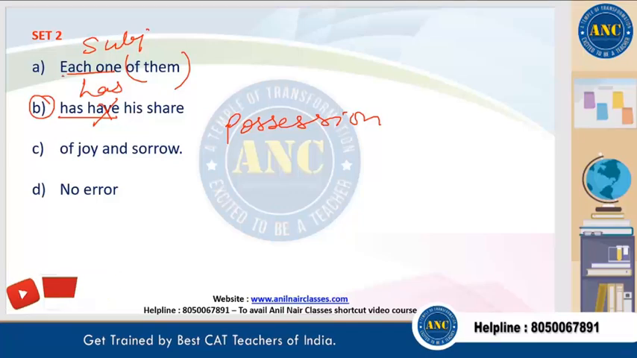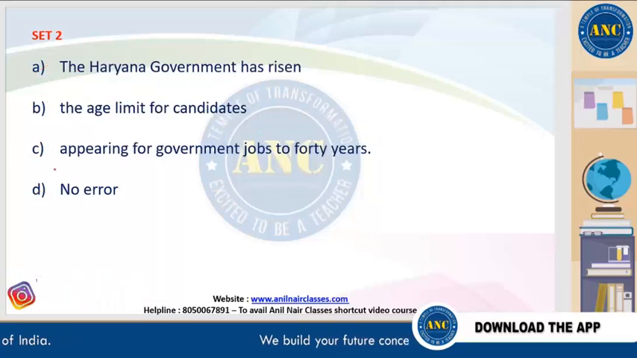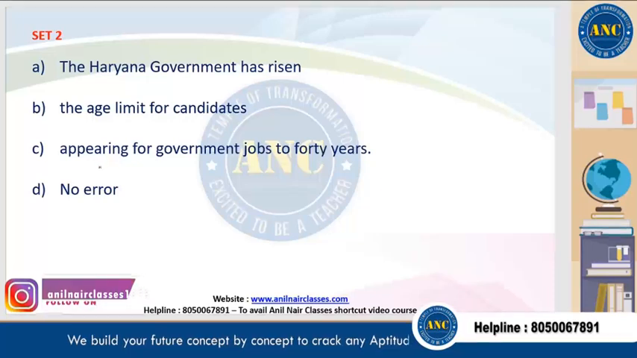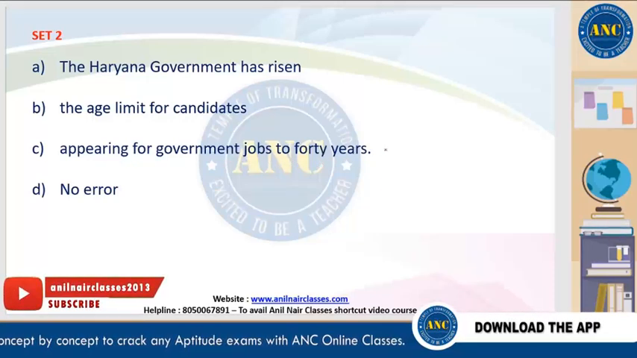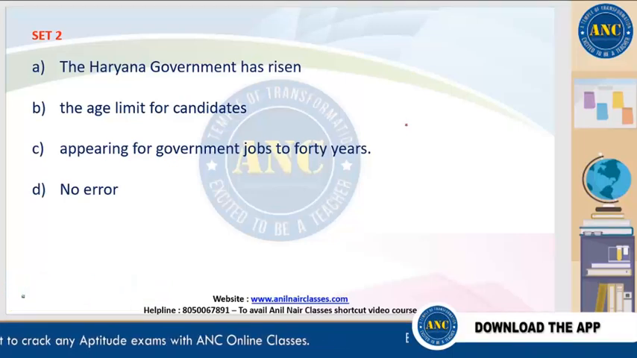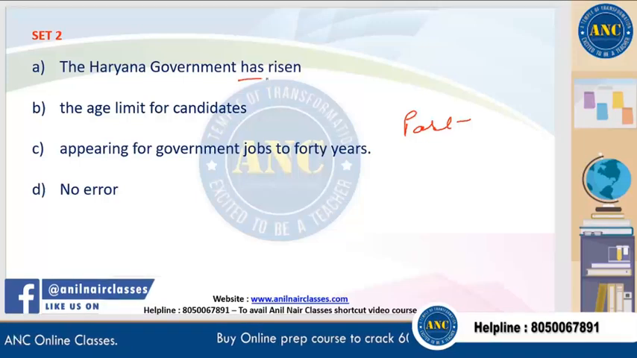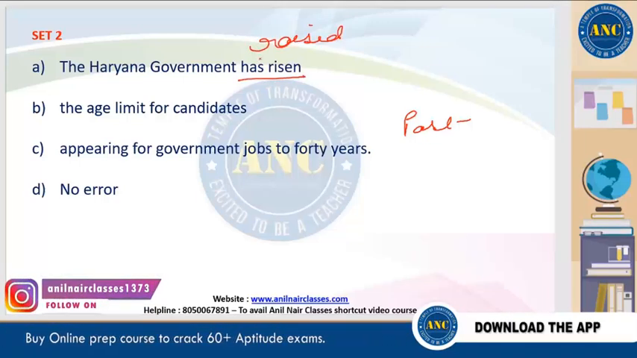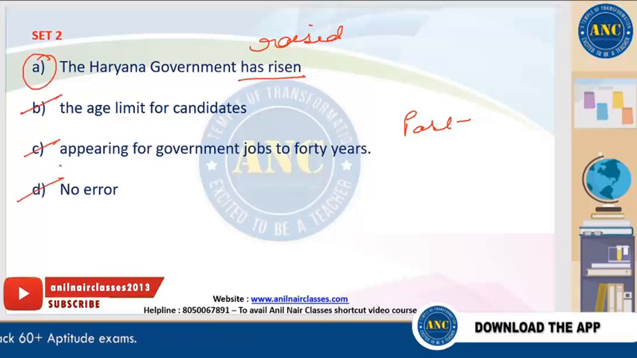Get rid of A, C and D. Next. The Haryana government has risen the age limit of candidates appearing for government jobs to 40 years. Now this sentence is in the past, right? So instead of the government has risen, it should be government raised. The action has already taken place. So A is the right answer. Get rid of B, C and D.